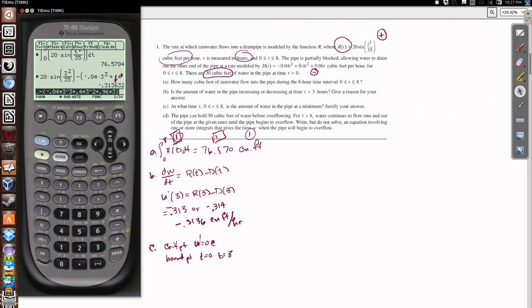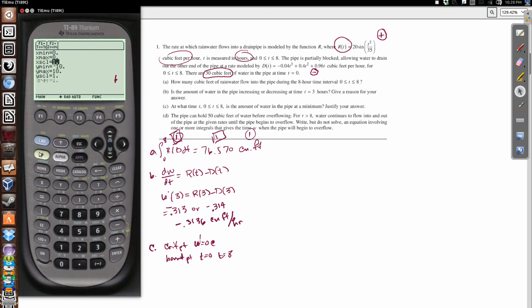I'm going to put y equals, and I'm going to type in my first equation, which is going to be 20 times the sine of, in this case, x squared, because I'm graphing y as a function of x, divided by 35 for my first function. I'm going to set up my second function to be the negative 0.04x cubed plus 0.4x squared plus 0.96x. And I want to know where these graphs intersect on my domain. Remember, my domain is from 0 to 8.